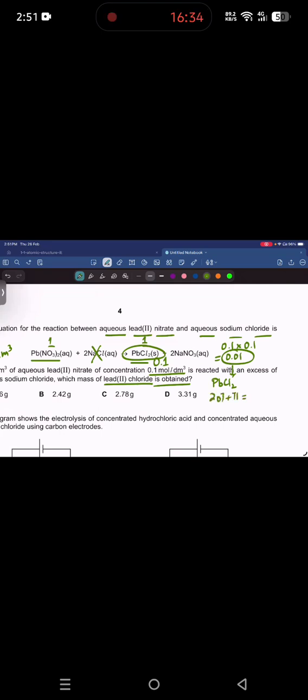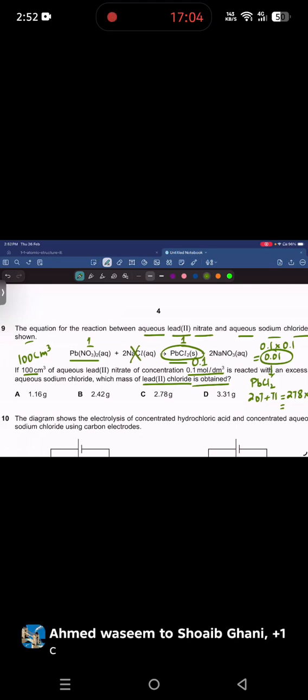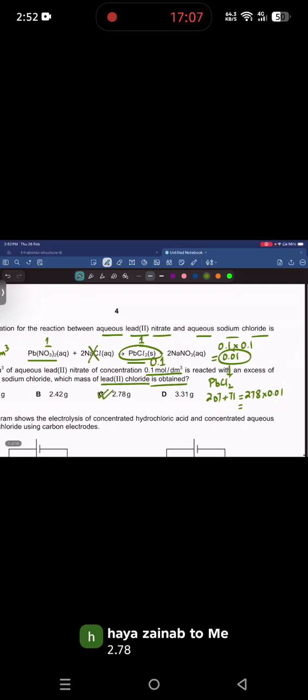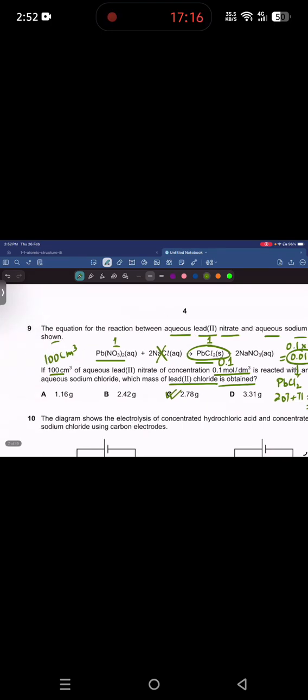What mass will we get here? Quickly, please give me the answer. 278. Am I right? 278 multiplied by 0.01. So what will be the answer here? C is the correct answer here. Yes. If we multiply 0.01 with 278, you will get the answer 2.78 gram. Clear? Any question?